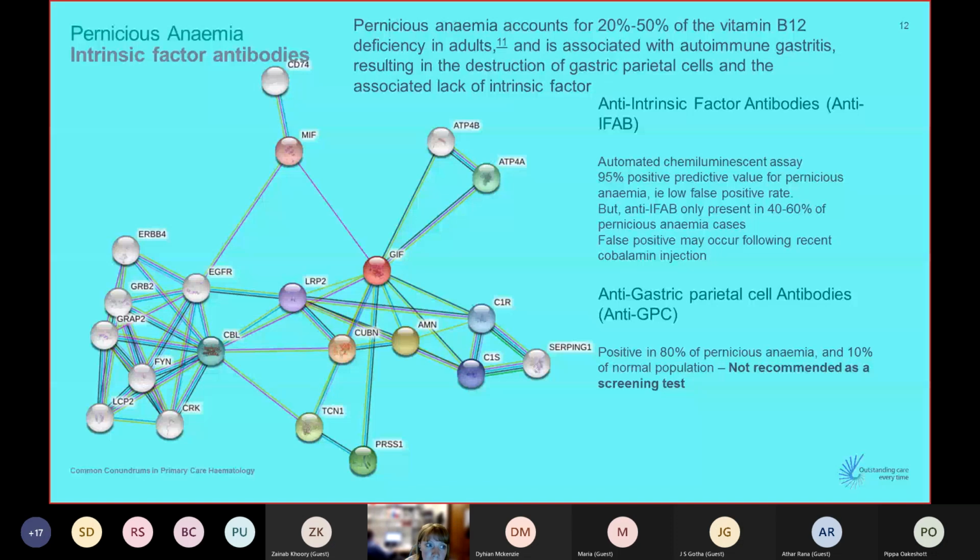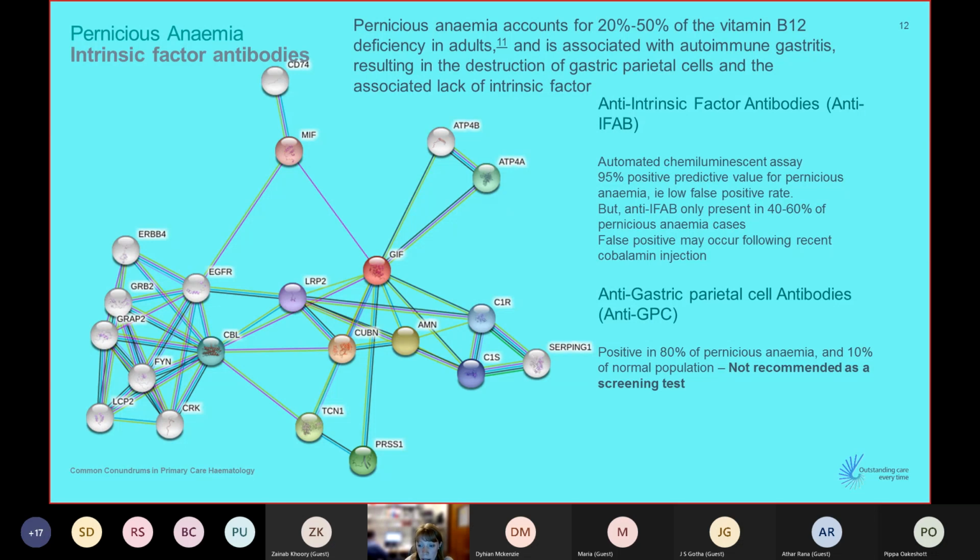And at this point, I also wanted to talk about testing for intrinsic factor antibodies. Pernicious anemia accounts for 20 to 50% of vitamin B12 deficiency in adults and is associated with an autoimmune gastritis, resulting in the destruction of gastric parietal cells and the associated lack of intrinsic factor. So we can measure intrinsic factor antibodies. This is a chemiluminescent assay, and it has a 95% positive predictive value for pernicious anemia. However, it is only present in 40 to 60% of pernicious anemia cases, and you can get false positives if the patient has recently had B12 injections.